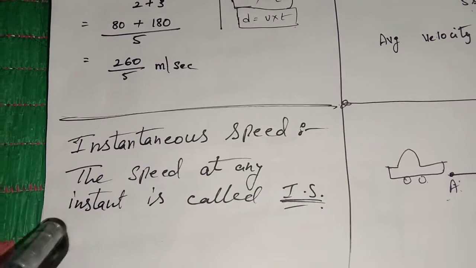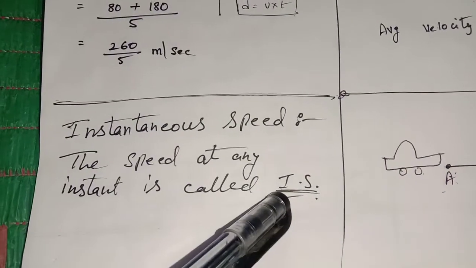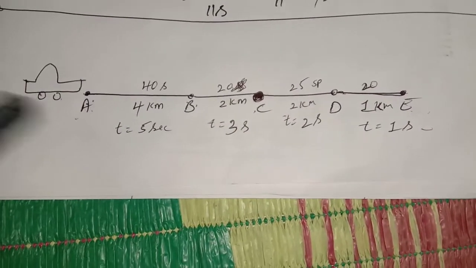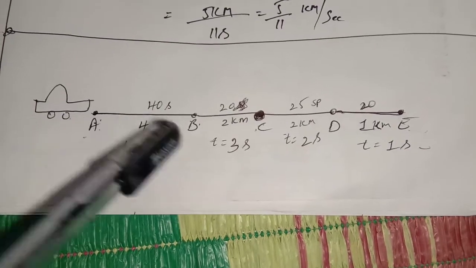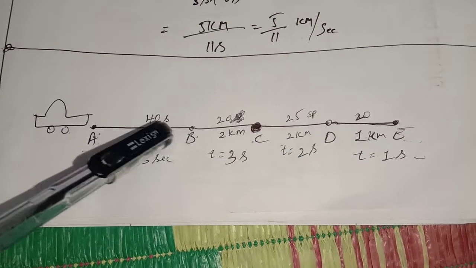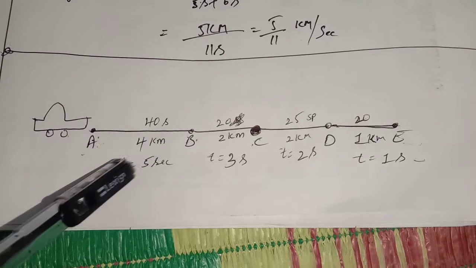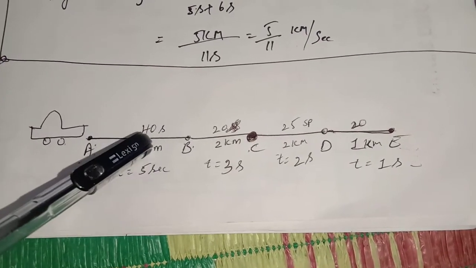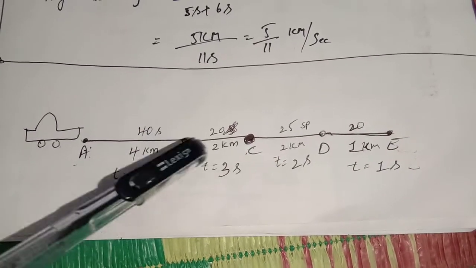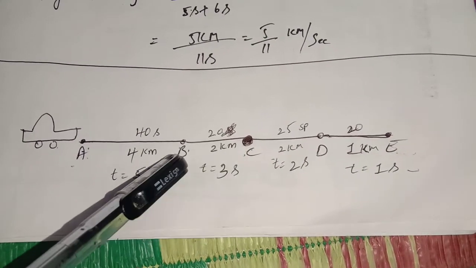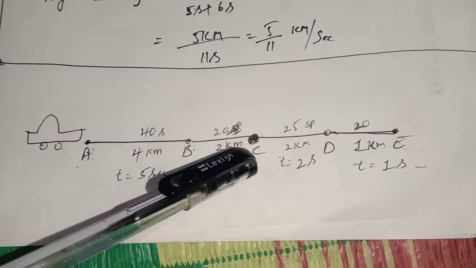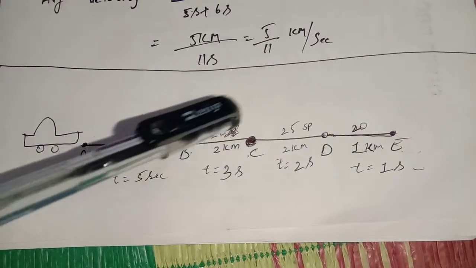The speed at any instant is called instantaneous speed. Let me give you an example. See here, one vehicle is there. It is moving. Suppose one car is moving from A to B, a distance of 4 kilometers, at a speed of 40. And B to C, it traveled 2 kilometers at a speed of 20. And C to D, and so on, some different spaces.